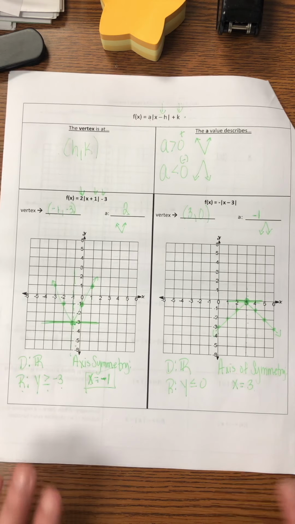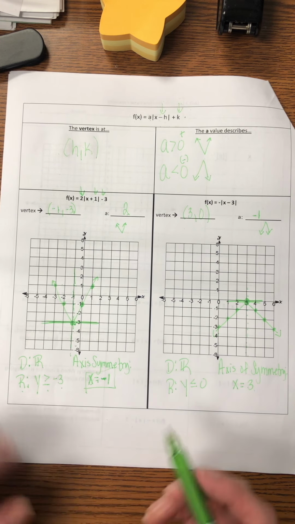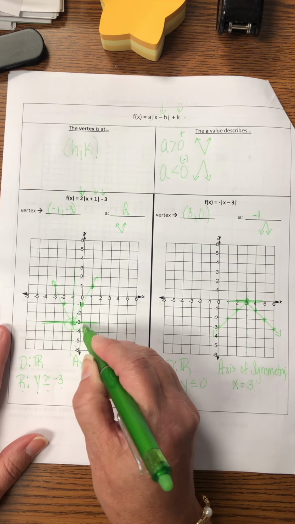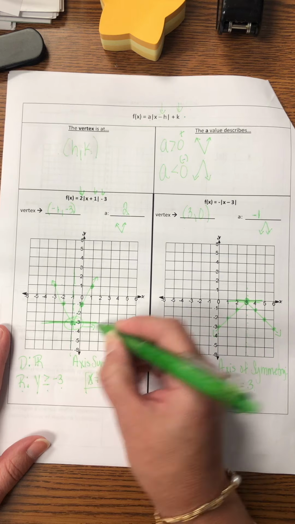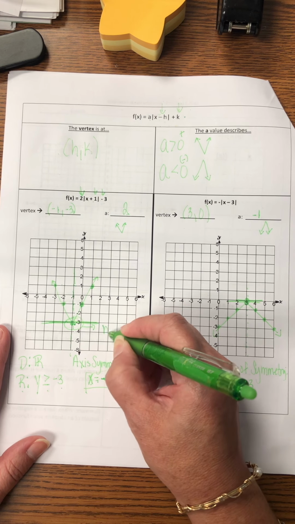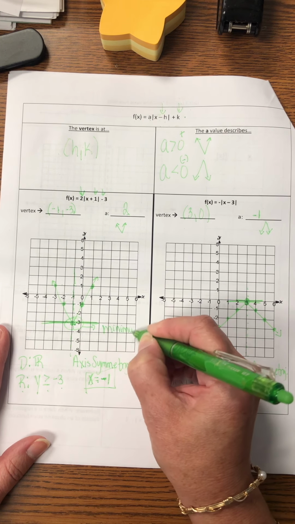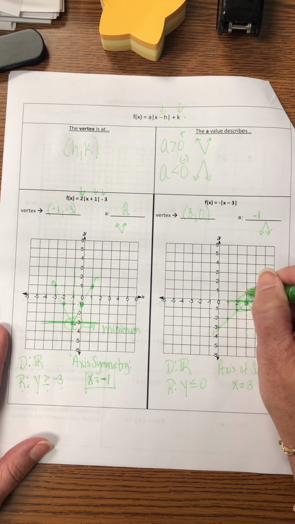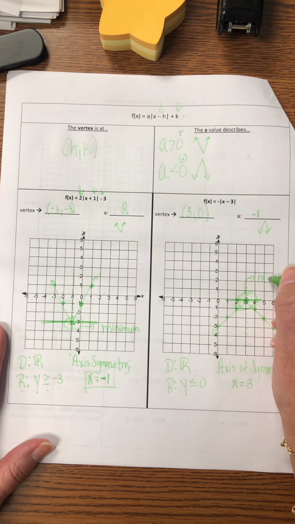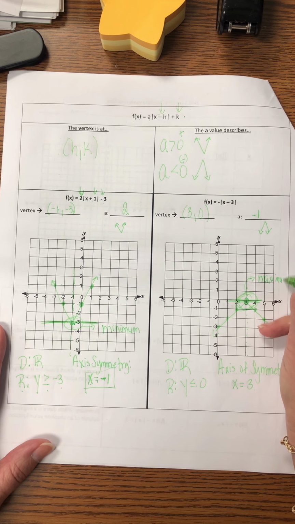Okay, so let's look at these two graphs and let's point out two more pieces of information. Now, if you'll notice right here, my vertex point is the lowest part of the graph. When it's the lowest part of the graph, we call that a minimum value. Here, my vertex point is the highest point in the graph. When that happens, we call it a maximum value.